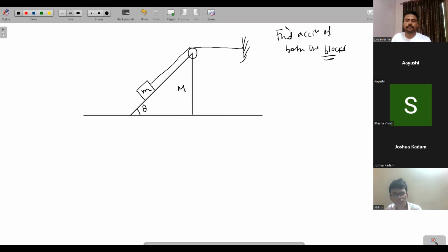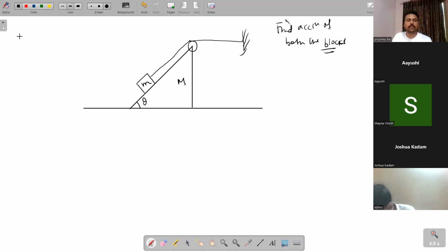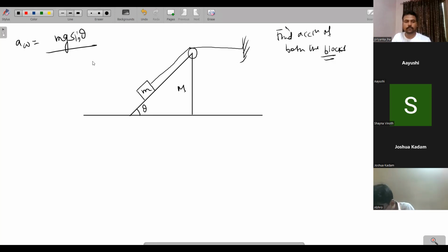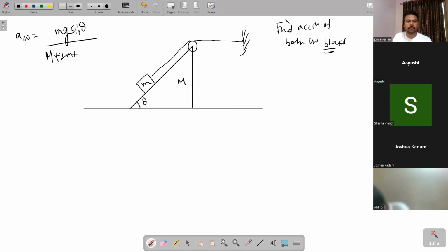Acceleration of wedge will be, suppose the acceleration of wedge, whatever it is, acceleration of wedge that is mg sin theta upon m plus 2m minus 1 minus cos theta. Everyone got this answer?